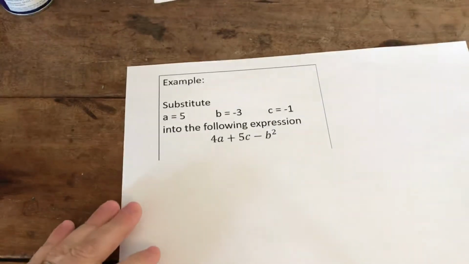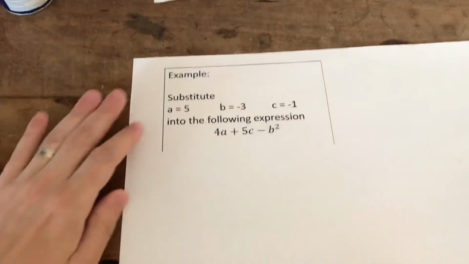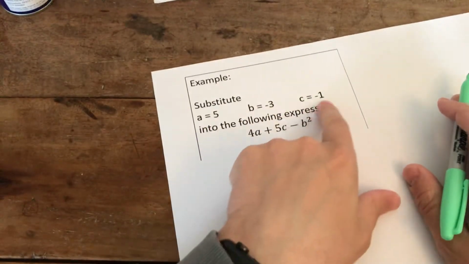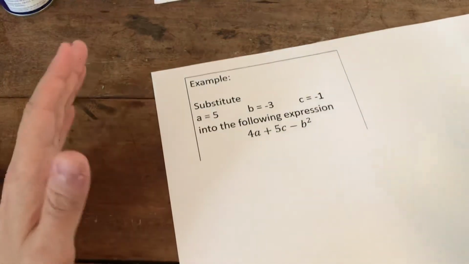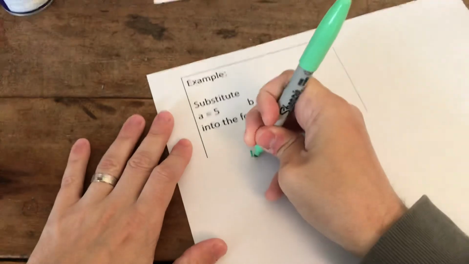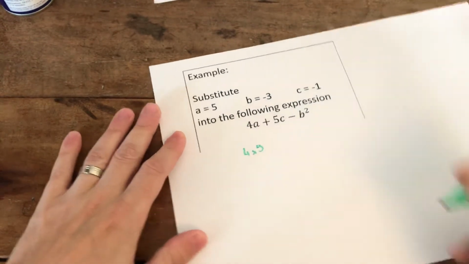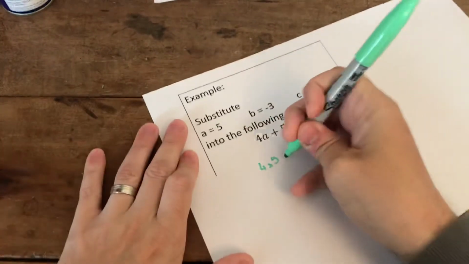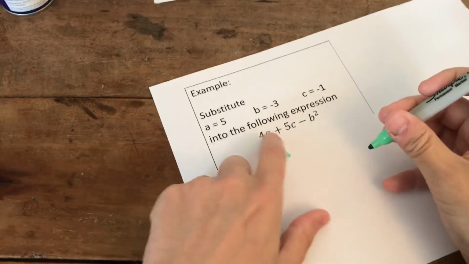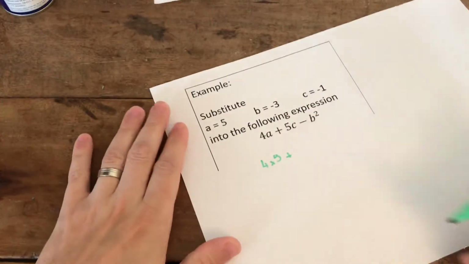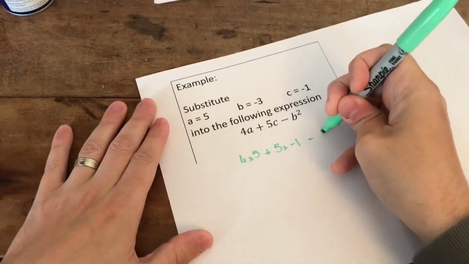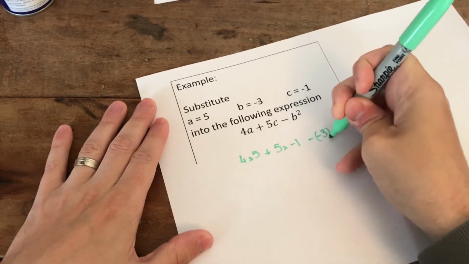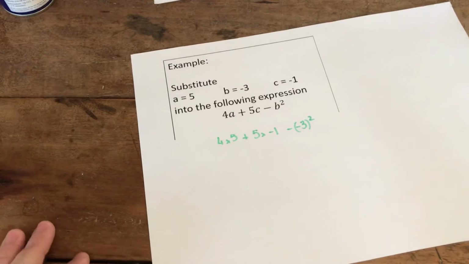So we're going to use this in substitution here, okay? If we have a look, we've got A equals 5, B equals -3, C equals -1. Last lesson I told you to write out your substitution as a times. So we do 4 times 5 because that's 4A. 5C is 5 times C, so we do 5 times -1. And then we take away -3, and I'm going to put that in brackets squared because I don't want to get the sign confused, okay?